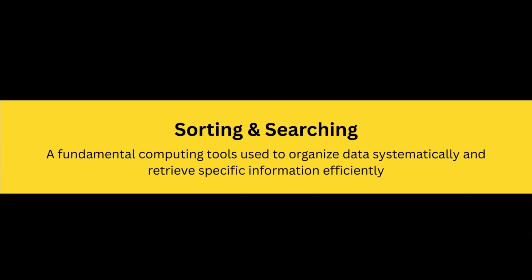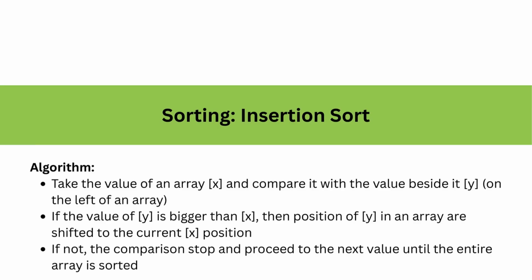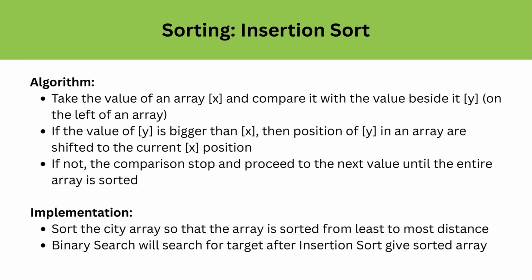Sorting and searching are fundamental computing tools used to organize data systematically and retrieve specific information efficiently. The role of sorting and searching is to aid the other algorithm, the TSP algorithm. The algorithm for sorting is insertion sort, while searching is binary search. I'm Muhammad Yusuf and I'm handling insertion sort.